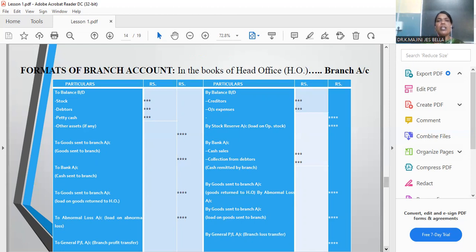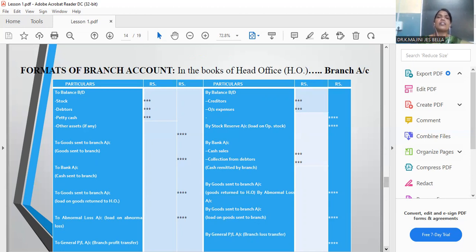Then you come to the credit side, by balance b/d. Any opening creditors or outstanding opening expenses, we write on the credit side. So by balance b/d, by creditors and outstanding expenses, you write the amount in the inner column, total it, and write it in the outer column.